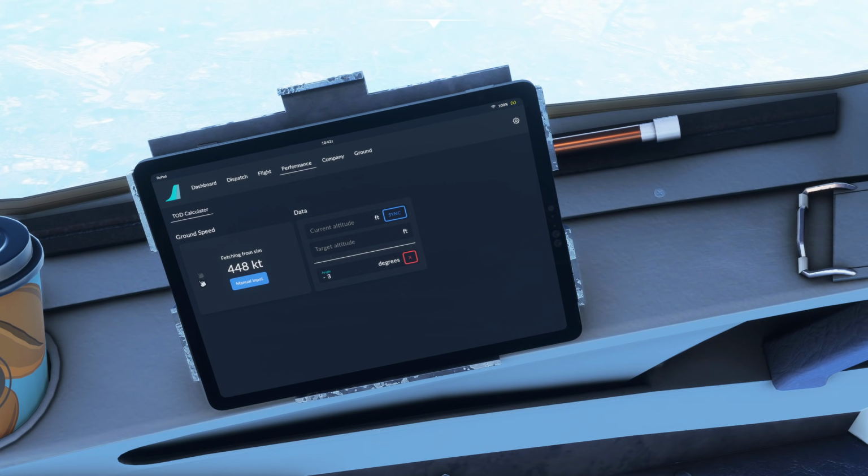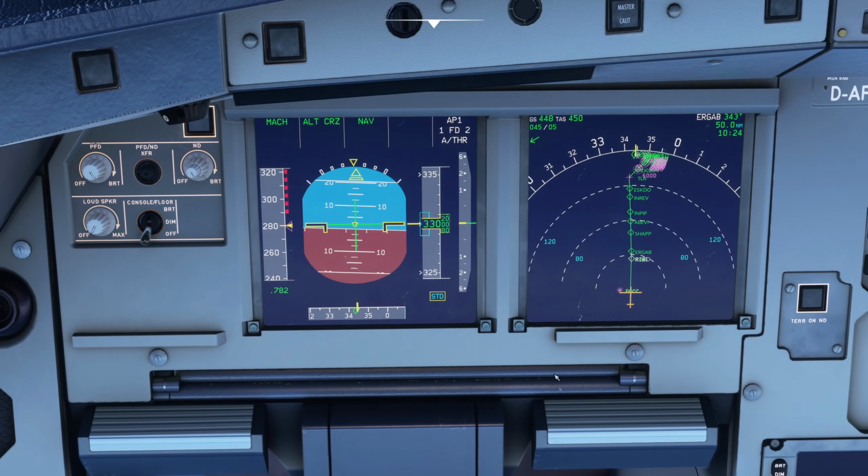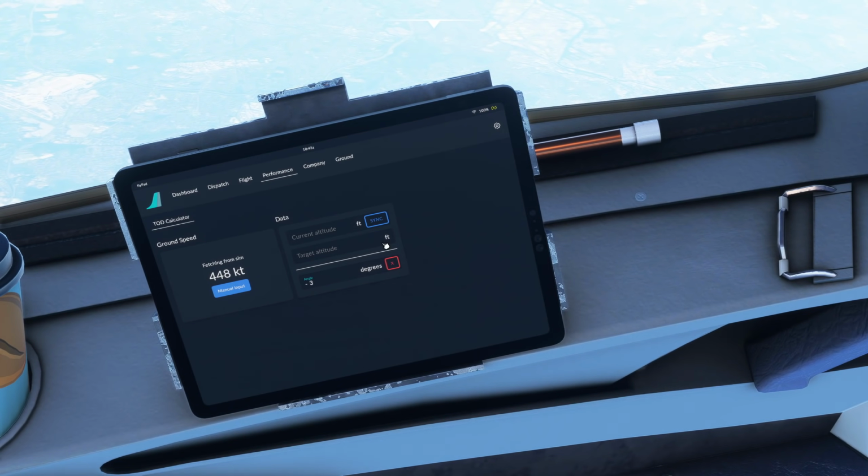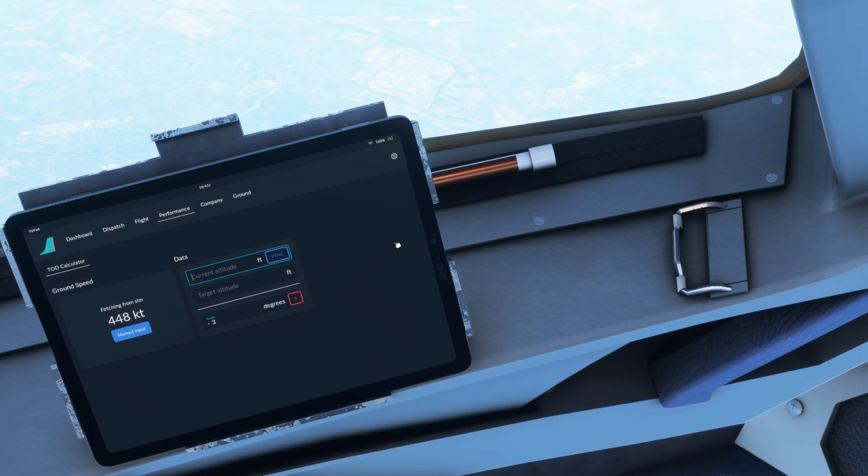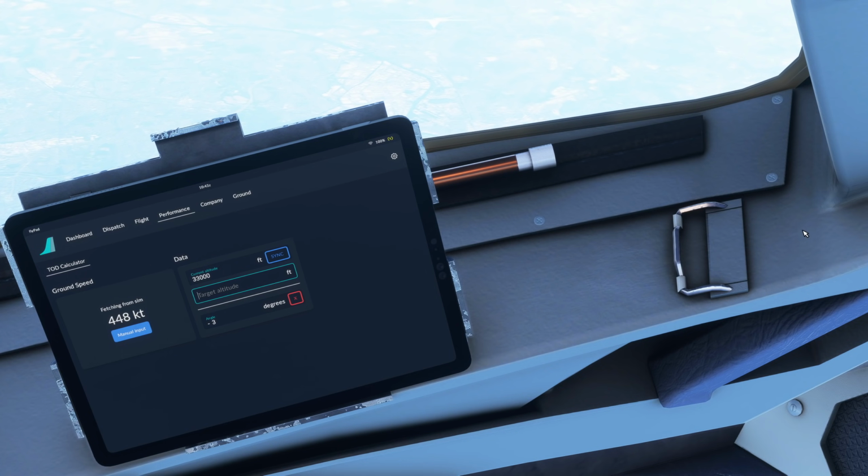It can connect your ground speed, 448 knots, which it takes from the simulator, and then you can put in your current altitude, which is 33,000 feet, and then our target altitude. Let's say, for example, we're going to talk about Edinburgh here, which is around 100 feet, basically sea level. And we put in a 3-degree angle, and it gives us when we want to descend, 103 miles before target.